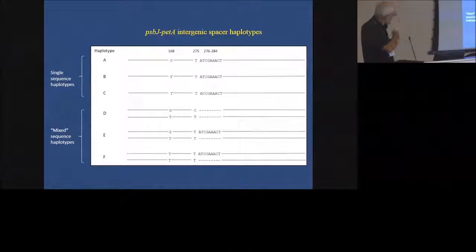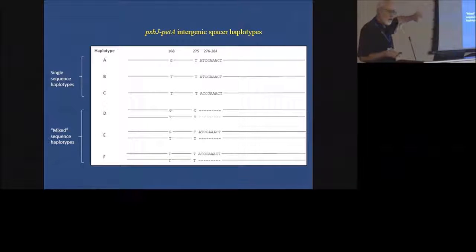Now, this is the psbJ-petA haplotypes. I found 6 haplotypes. The strange thing, which drove me crazy for 2 years, finally came together the last 2 months, thankfully. 3 of these haplotypes are what you would expect from a haploid chloroplast. You expect one sequence, and I found 3 haplotypes that had a single nice sequence. You can see there's a base substitution in one, and then that area of 9 bases there. There's a base substitution there as well.